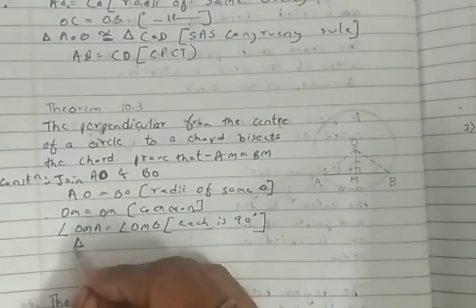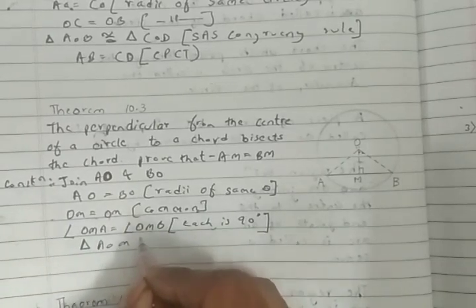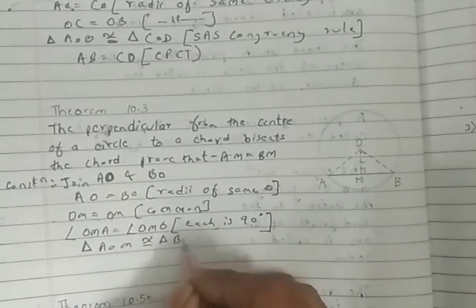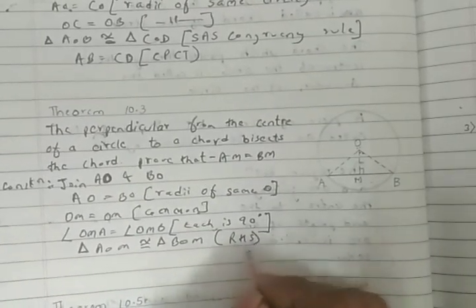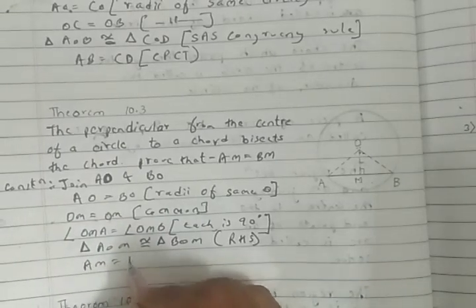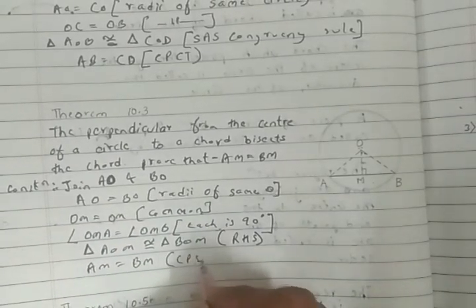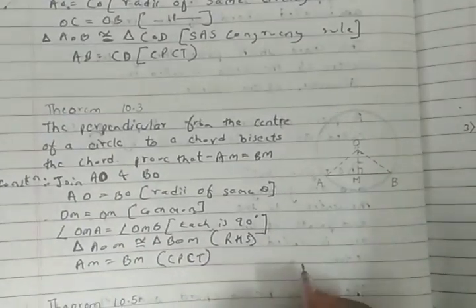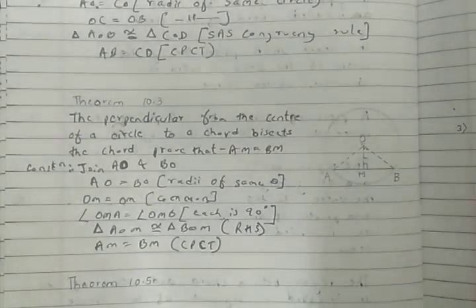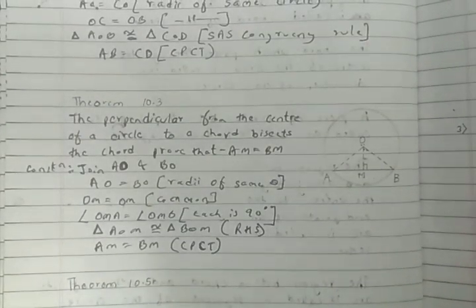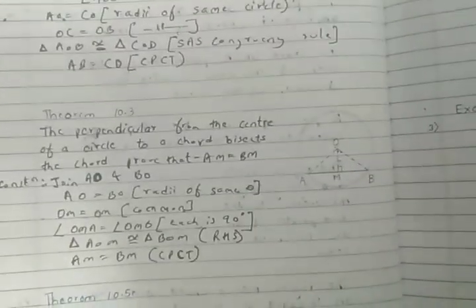Thus we have proved that triangle AOM is congruent to triangle BOM by RHS, and we can say that AM equal to BM, CPCT, corresponding parts of congruent triangles. So we have proved that the perpendicular from the center of a circle to a chord bisects the chord. That is theorem 10.3 we have proved.